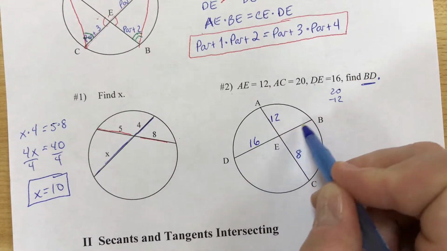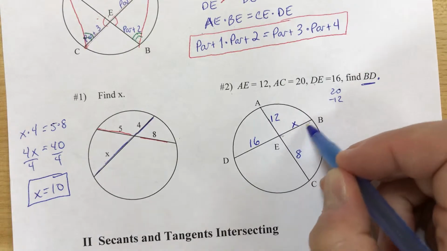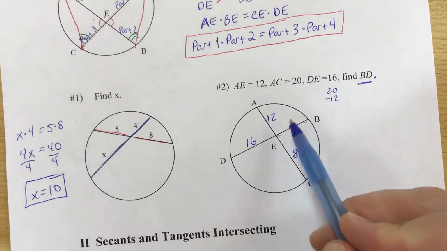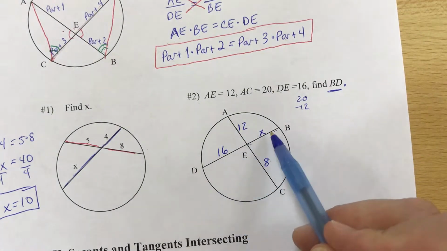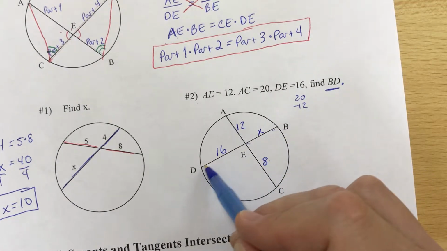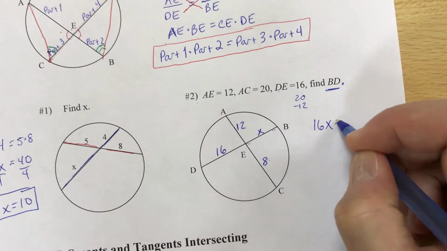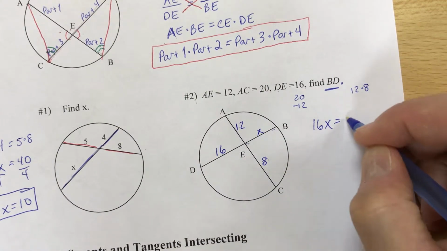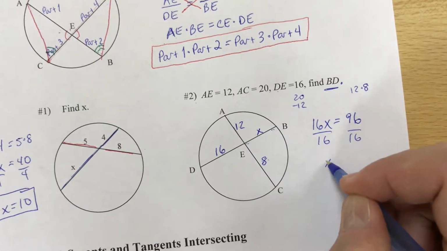Now, I know that I'm looking for the whole length, but I'm going to call this X. I'm going to label the part EB as X because I want to do part times part equals part times part. Again, it doesn't matter which chord you start with. I usually like to put the X on the left side. So I'm going to start with chord DB, part times part, so 16x equals part times part, 12 times 8, which is 96. Well, divide by 16, x is 6.